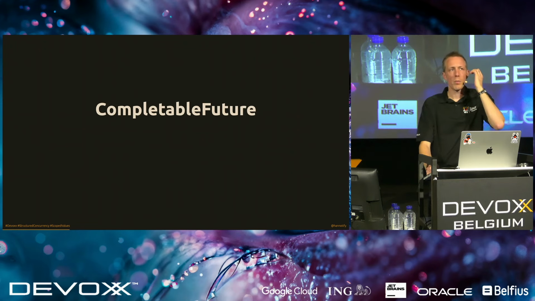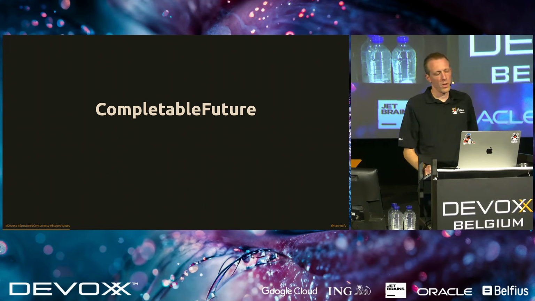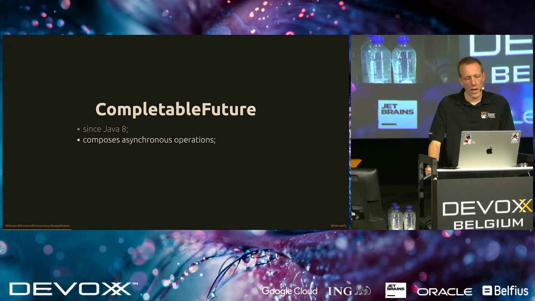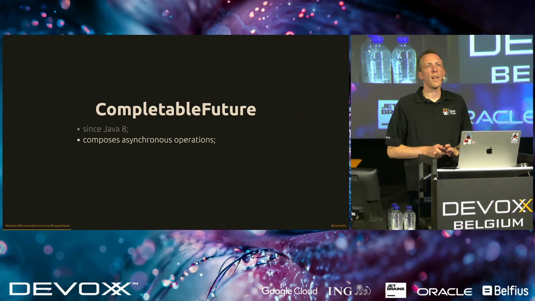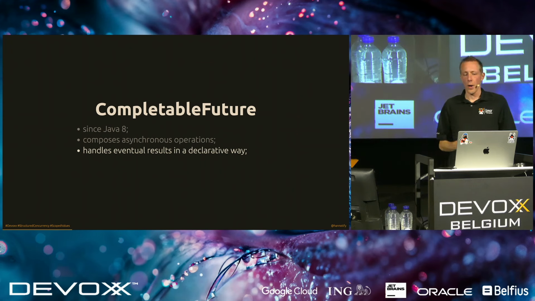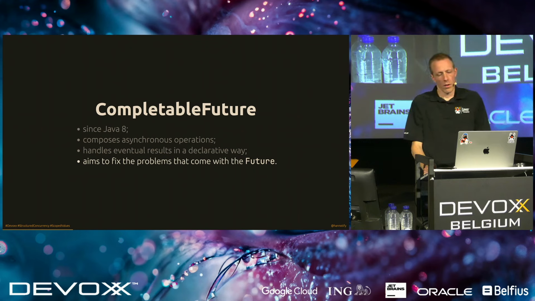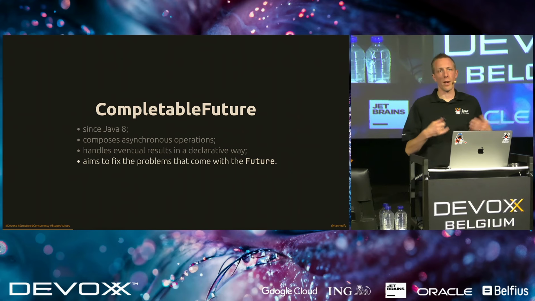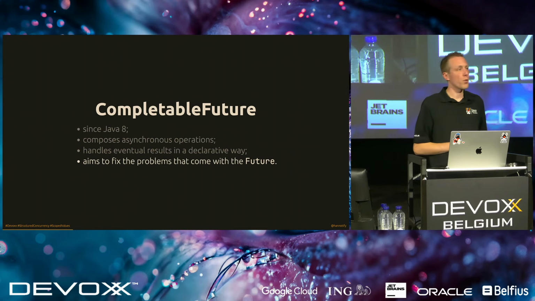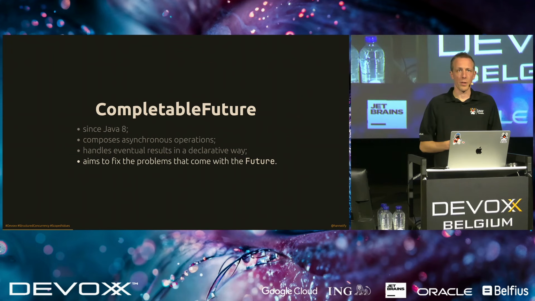Okay, then we have to talk about CompletableFutures for a bit, because this is a construct in Java's concurrency journey that was specifically created to deal with the problems that the Future came with. You can use them since Java 8, and it is an API that is meant to compose asynchronous operations. It handles eventual results in a declarative way, and like I said, it aims to fix the problems that we had with the Future. Because the Future cannot be manually completed, and you cannot perform any further actions on a Future without blocking or waiting for the result first. There's also no way to chain multiple futures together. And it doesn't support exception handling, just with the Future interface.